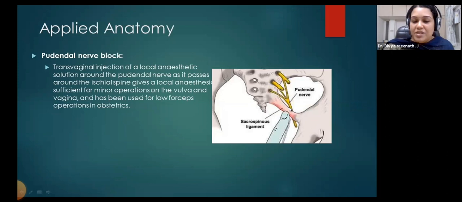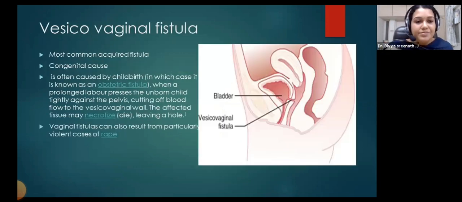Behind it is the pudendal nerve. For giving anesthesia or a pudendal nerve block, this is the landmark used for the pudendal nerve, and it is usually done through the lateral fornix.